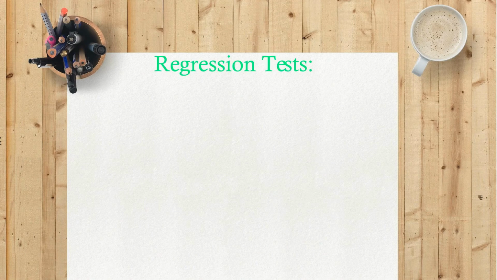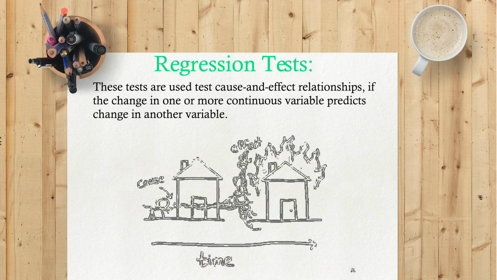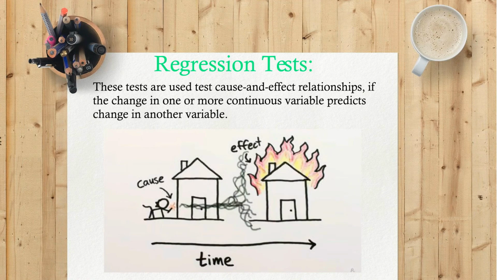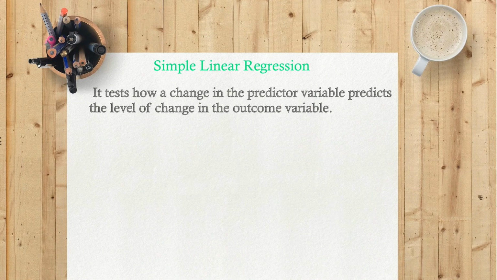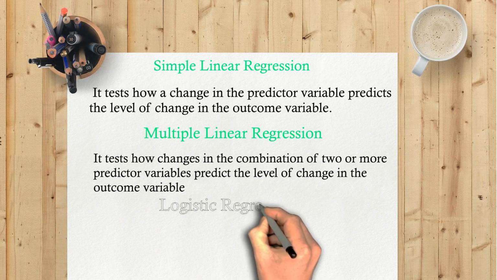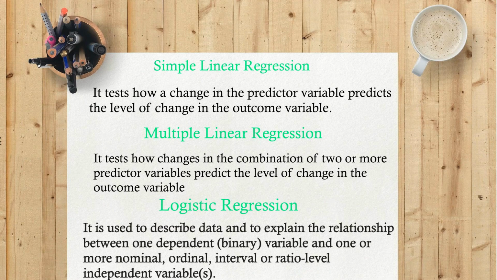1. Regression tests. These tests are used to test cause and effect relationships, if the change in one or more continuous variables predicts change in another variable. Simple linear regression tests how a change in the predictor variable predicts the level of change in the outcome variable. Multiple linear regression tests how changes in the combination of two or more predictor variables predict the level of change in the outcome variable.